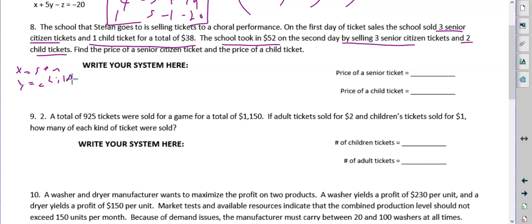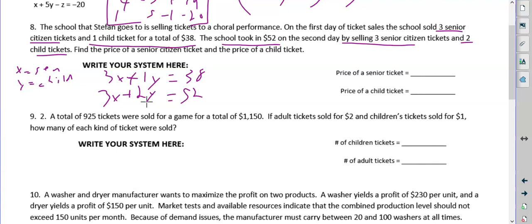Okay. Now, we have 2 situations here. So we have 3 senior citizens and 1 child. That's 3X plus 1Y. And that brought in $38. We're comparing 2 situations. And then the next day was $52, 3X, and 2Y. Now at this point, you can do whatever you want. You can even put this in the calculator and have the matrix do it for you. You'd put in 3, 1, 38, 3, 2, 52. It's a 2 by 3. Very easy. But also, elimination works really great here.